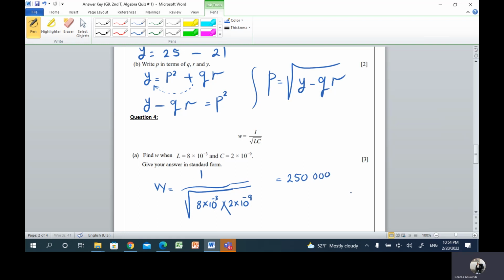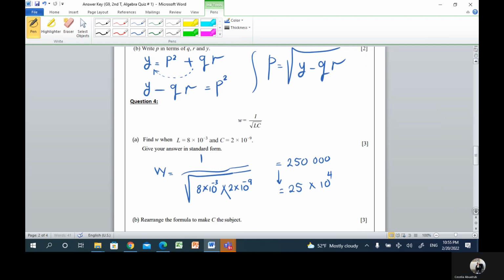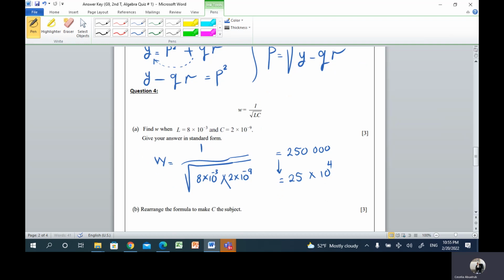So it will be 250,000. But they want us to write it in standard form. So if we change this into 25 times 10 to the power of 4, and this one should be greater than 1, yet less than 10, so it will be 2.5, and to get it back to 25 times 10 to the power of 4, it will be 2.5 times 10 to the power of 5. And if you check 2.5 times 10 to the power of 5, you will get back the 250,000 again.